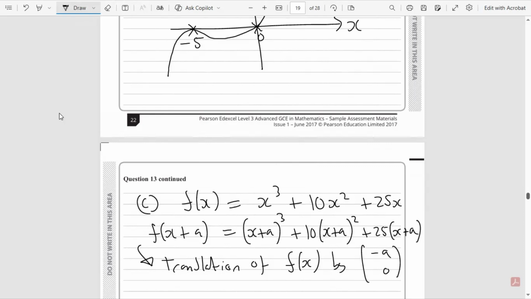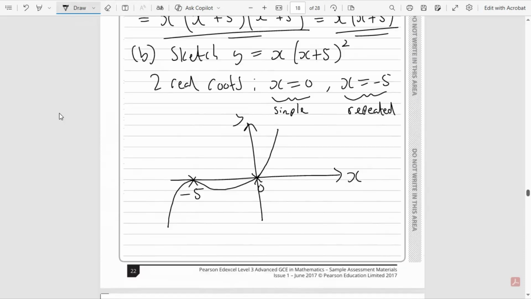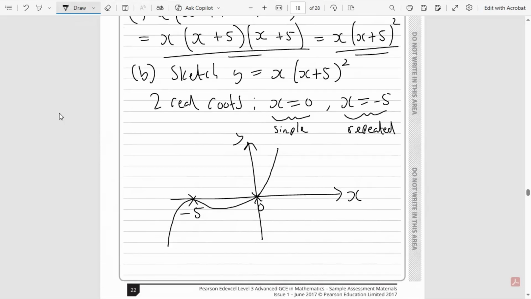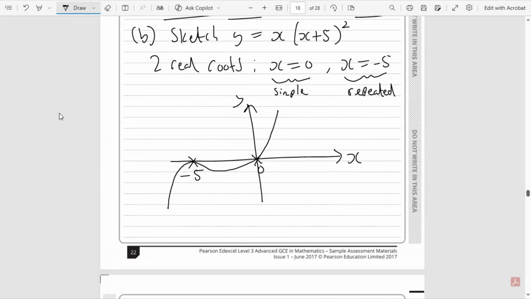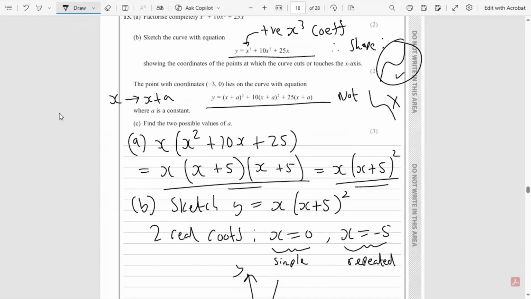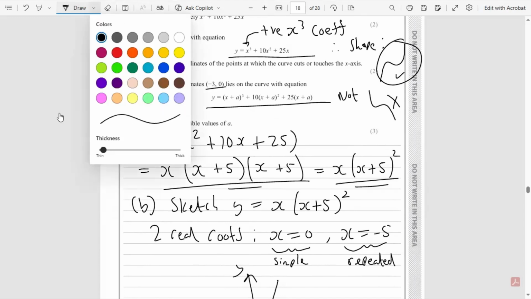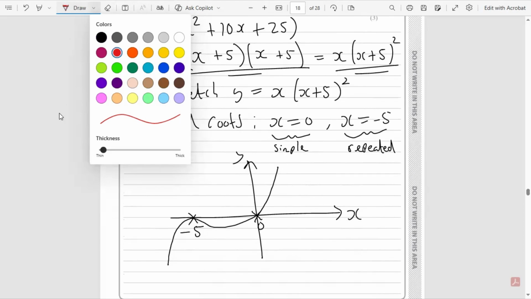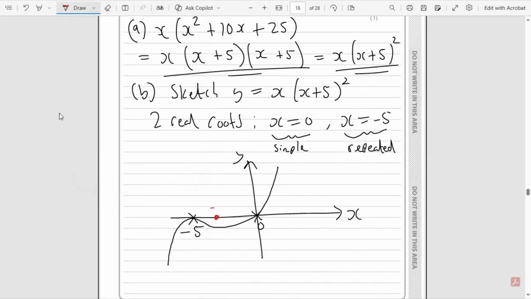So in this case, if we just go to the graph up here, we can see that we've got two roots, of course, -5 and 0. And if we scroll a bit further up to the question, we want the graph to cross through (-3, 0). So if we just highlight on our sketch of the graph where (-3, 0) is, it's going to be somewhere there. So we want our graph to cross through or touch that point. Hopefully you can see there are two possibilities that could happen.